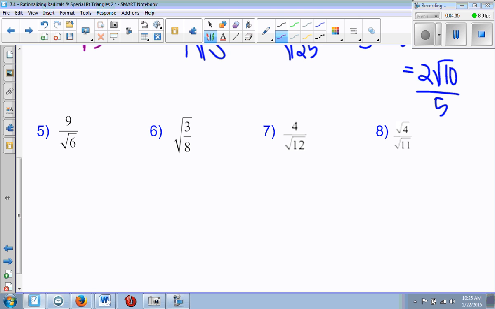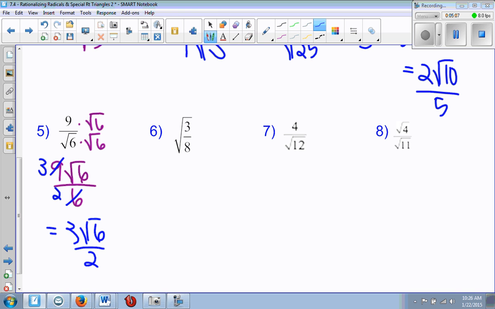In number 5, we're going to multiply top and bottom by root 6. That gets rid of the root in the denominator. So we end up with 9 square root of 6 on top, and we end up with just 6 on bottom. Just like in number 4, we can actually reduce this because the 9 and 6 are both divisible by 3. So we end up with a 3 and a 2 on top and bottom. My end answer simplifies 3 square root of 6 all over 2.